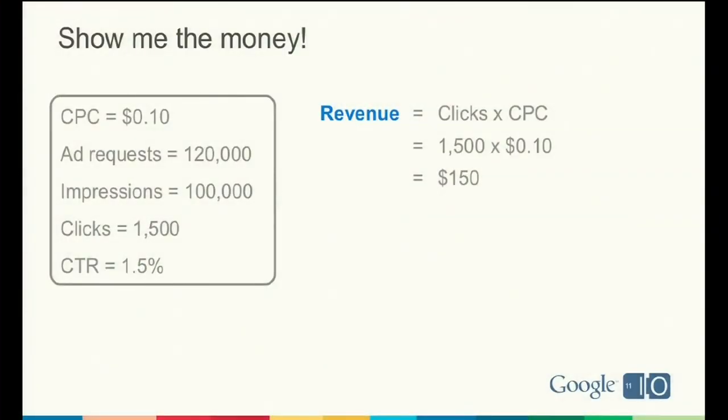The next term is revenue, how much money you're making. That's calculated by the number of clicks multiplied by the cost per click. Pretty easy. 1,500 clicks multiplied by 10 cents results in $150 in revenue. So for these numbers, the publisher here made $150.